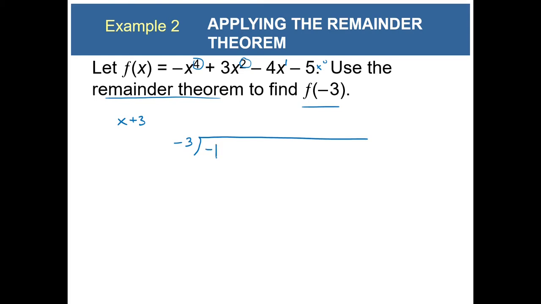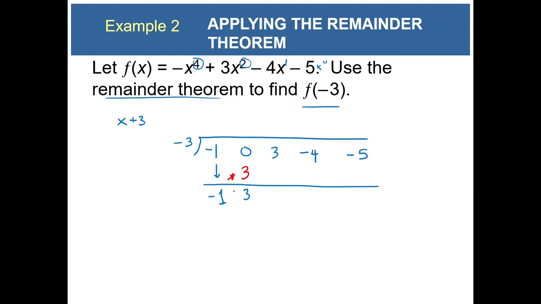We have negative 1, 0, 3, negative 4, negative 5. We have to put 0 because we do not have a cubic term, so we need a 0 as a placeholder. We'll use synthetic division. We'll bring down the negative 1, and that gives us negative 1. We'll multiply negative 1 times negative 3. That gives us a positive 3. Then we'll add 0 plus 3 is 3.